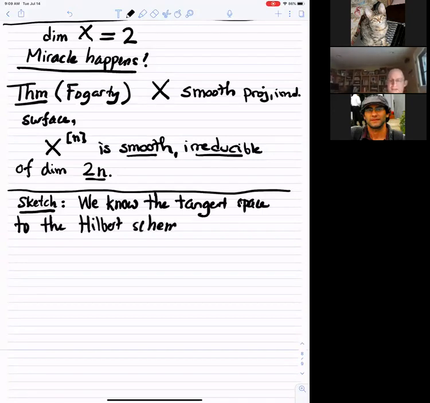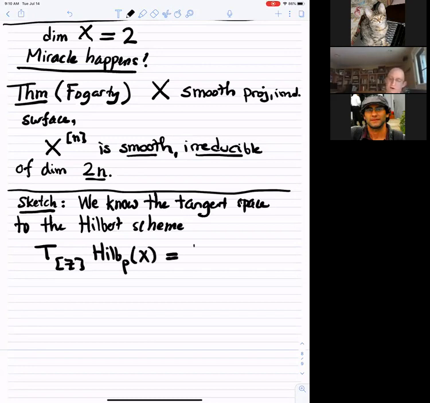And this is not just for the Hilbert scheme of points, but more generally, we understand the tangent space to the Hilbert scheme relatively well. If you have the tangent space to a scheme Z in Hilb^P(X), this is basically Hom(I, O/I).